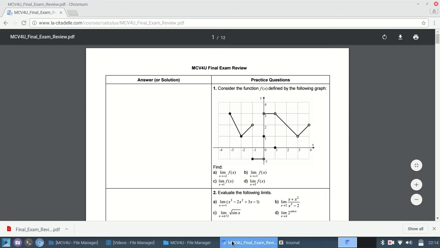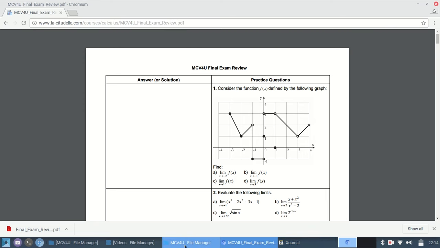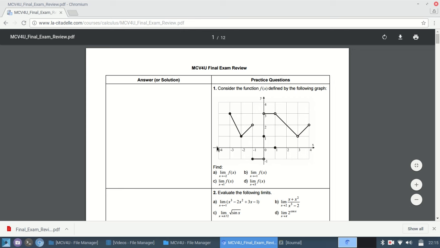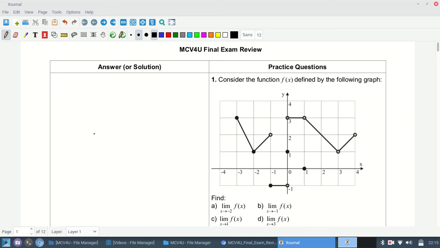I grabbed this for MCV4U use. This is a grade 12 calculus course in Ontario, but it could be applied over any province or even into the States. I took a document from LA-Citadel, so you can check it out, and it's a final review. So I figured I would do these final review questions.